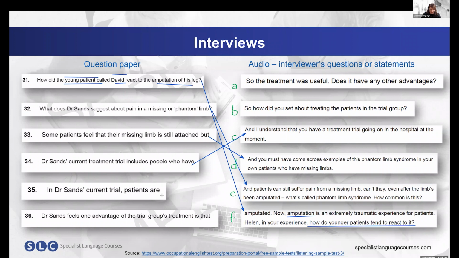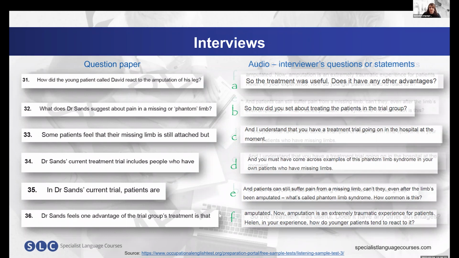So we look for another question. So here, okay, we're looking at 35, we're looking at B. How did you set about treating the patients? And then advantages up here. So let's clear that and take a look at the answers.